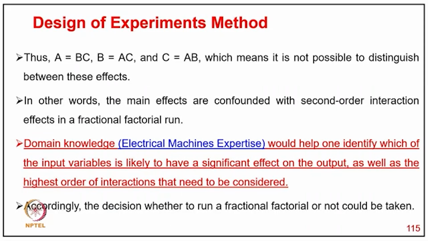So, thus A equals BC, B equals AC, and C equals AB, which means it is not possible to distinguish between these effects. In other words, the main effects are confounded with second order interactions in a fractional factorial run, and domain knowledge is needed.